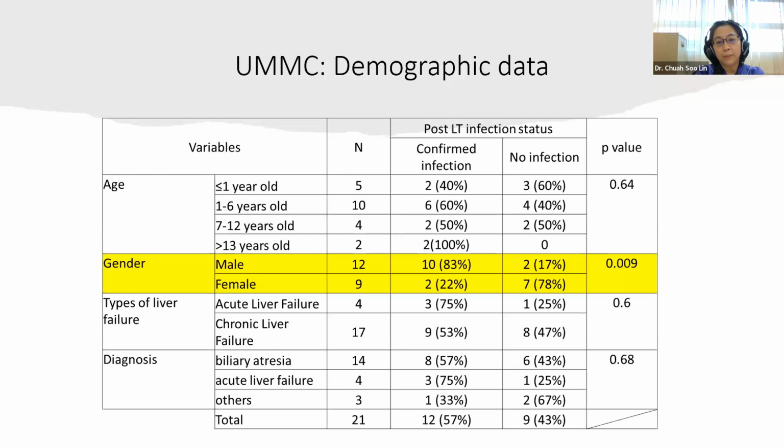Another thing is that many of our patient cohort are between 1 to 6 years old. So far we have not been doing liver transplantations specifically for metabolic disorder or hepatoblastoma. What we have been doing is mostly for chronic liver failure, predominantly biliary atresia, and we have quite a number of liver transplantations for acute liver failure.